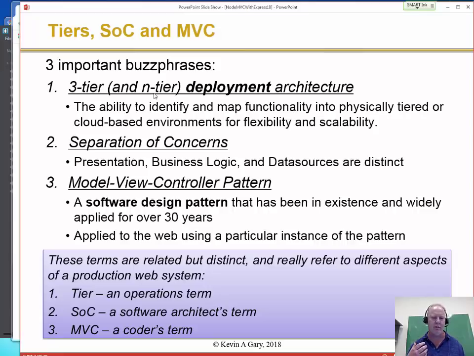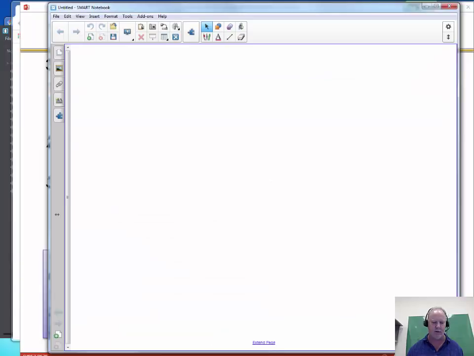Three-tier or n-tier architectures are deployment architectures. And what they are is the runtime view in Kruchten's 4+1 architectural model. I don't have a diagram. Well, let me start off with one of my wonderful scribbles.